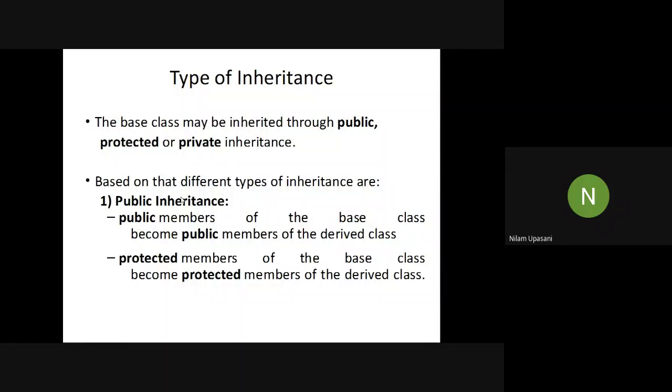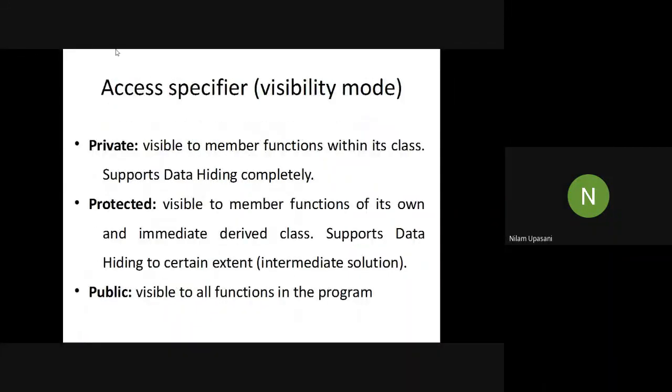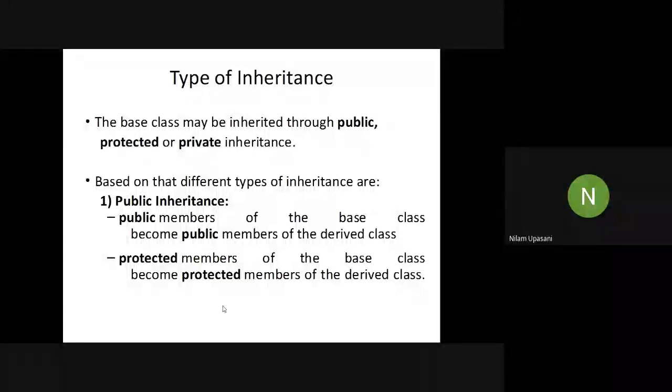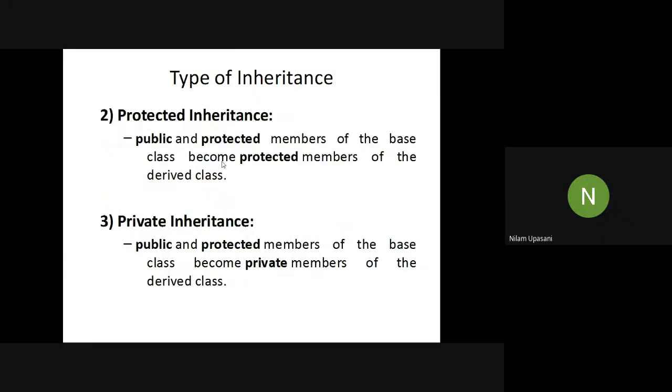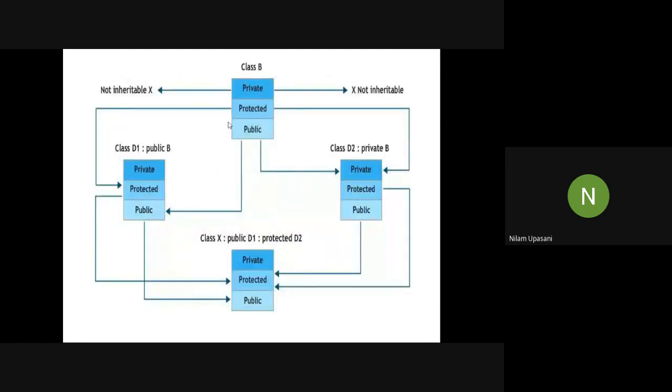Now there are different types of inheritance based on the visibility mode. These are the access specifiers from the point of view we have seen the difference, but now from the visibility mode point of view, what is the difference? So that we are going to discuss now. Just before discussing this, this diagram is actually easy to understand.